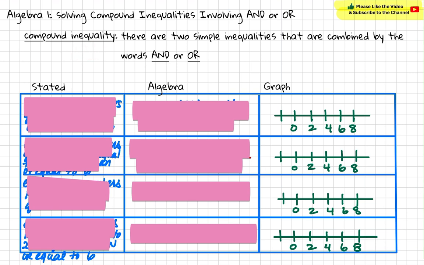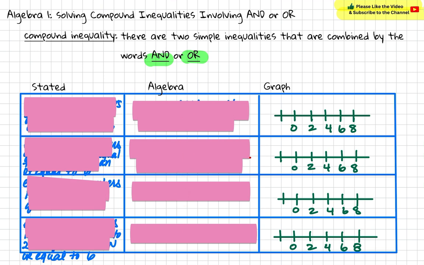A compound inequality is where there are two simple inequalities that are combined by the words and or. So let me highlight that really quick. And or. Those are going to be common themes in today's video. So I have here a little graph to show really quick a few examples of what we're going to see. You're going to see in the first column where it's stated, written out, then the algebra version of it, and then we're going to graph it.